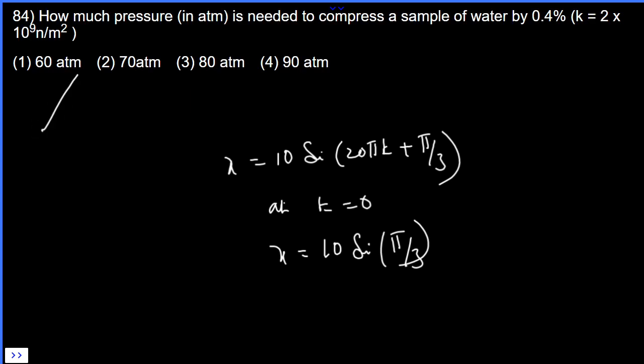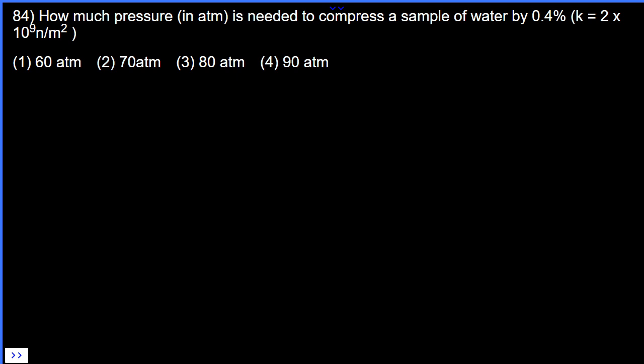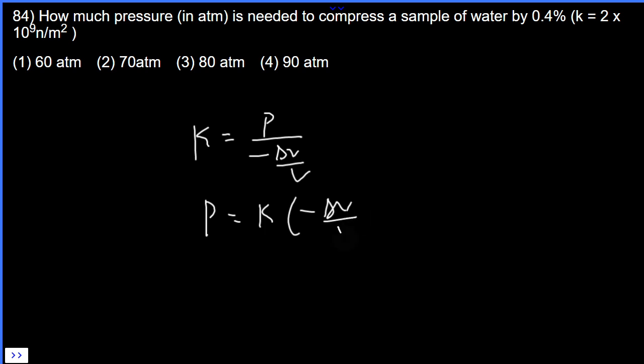Next one is 84. How much pressure in atmospheres is needed to compress a sample of water by 0.4%? The bulk modulus K is equal to 2 into 10 power 9 Newton per meter square. Generally, the bulk modulus formula is P by minus delta V by V. Here pressure is equal to K into minus delta V by V. So the given bulk modulus value is 2 into 10 to the power of 9 and the volume change is 0.4%, which is equal to 0.4 by 100.